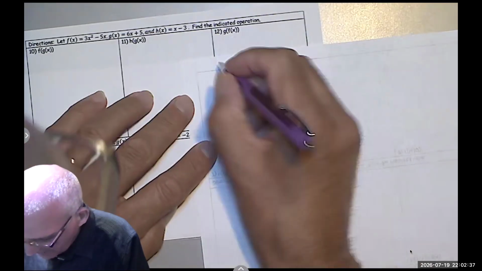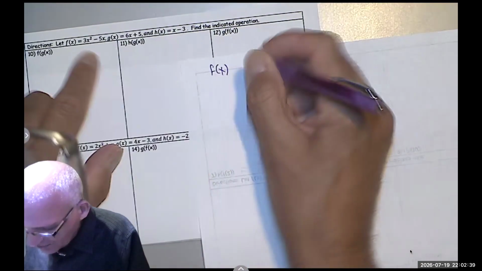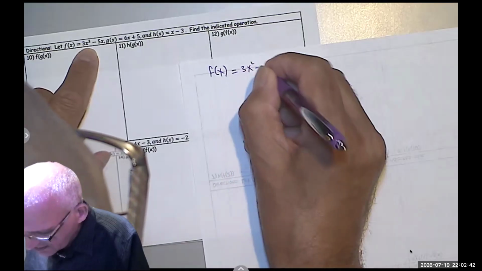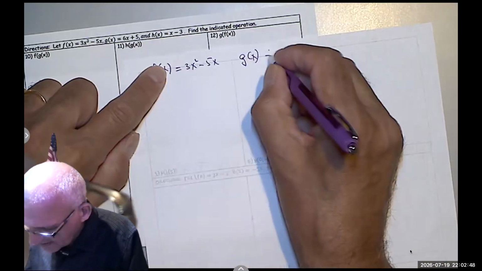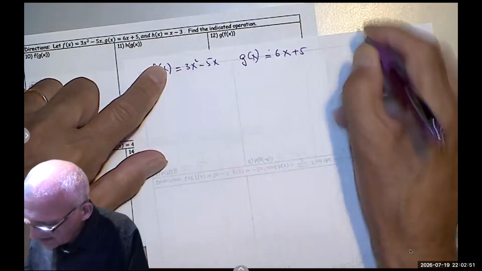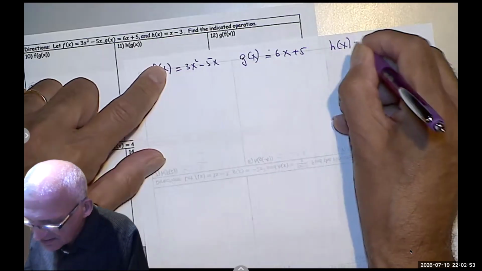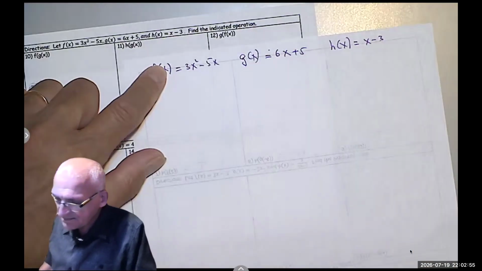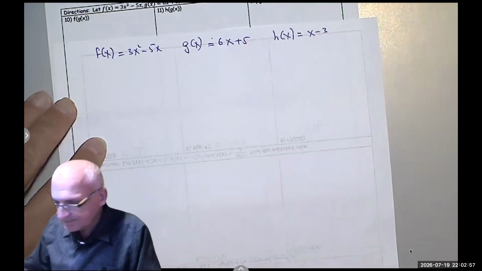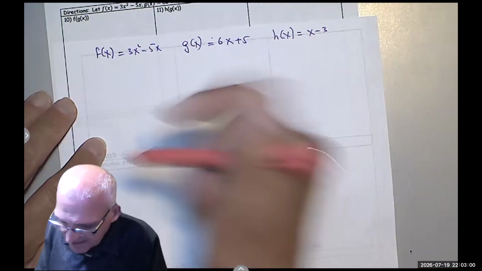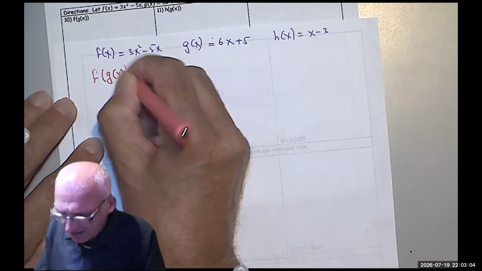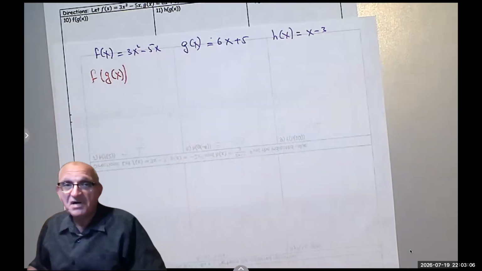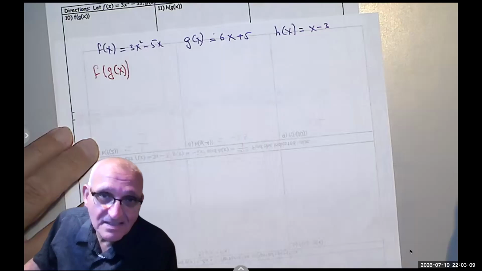Now they give you f of x equals 3x squared minus 5x. G of x is 6x plus 5. And h of x is x minus 3. The first part says f of g of x. They didn't give me numbers. But so what? That's even easier.